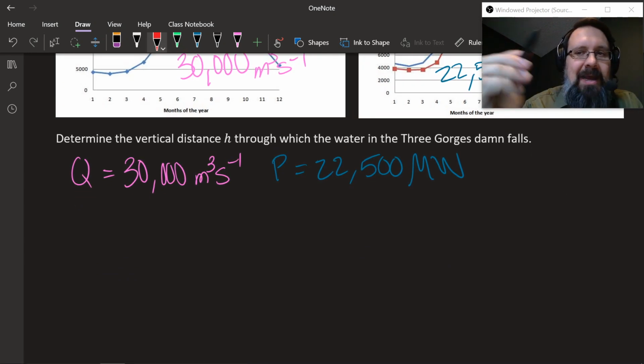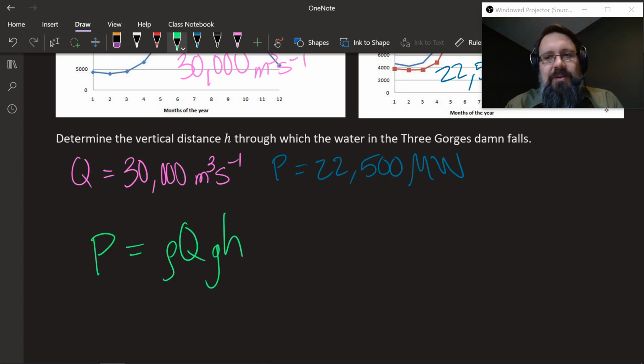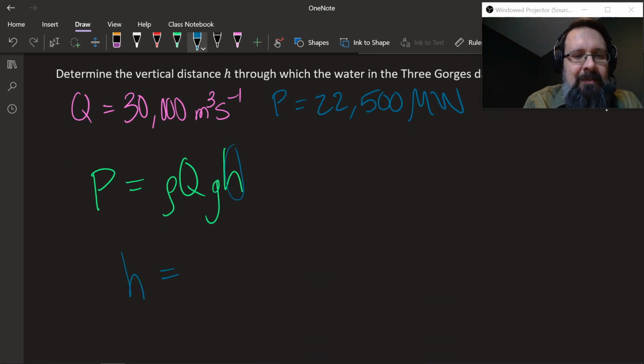All right, so if we look back to the equation, power is rho Q g h: the density of water times the flow rate times gravitational acceleration times the height. And we're trying to find the height. So if we rearrange this equation to solve for height, the height of the dam is going to be the power output divided by rho Q g.